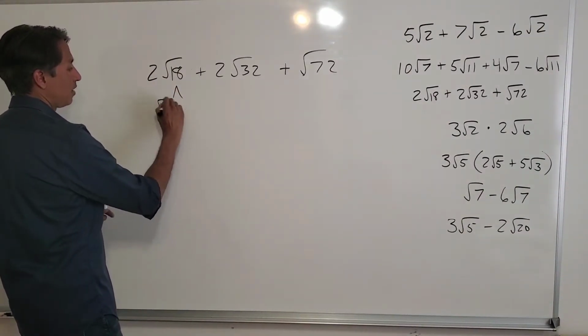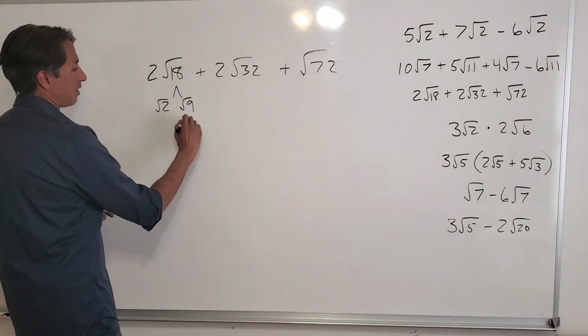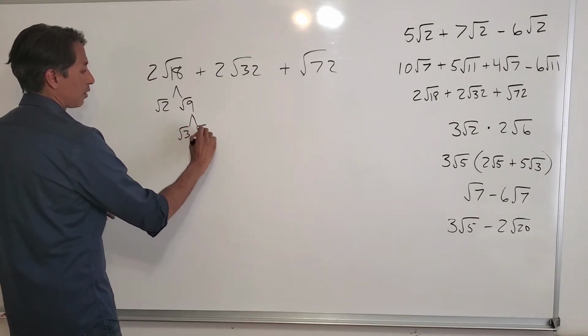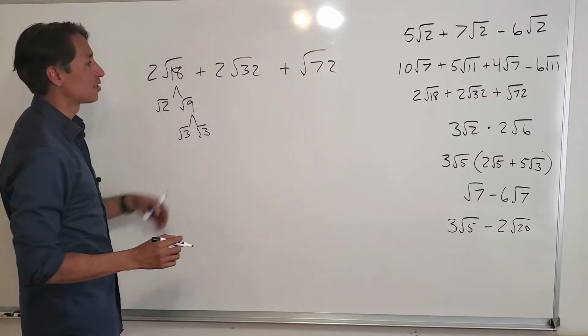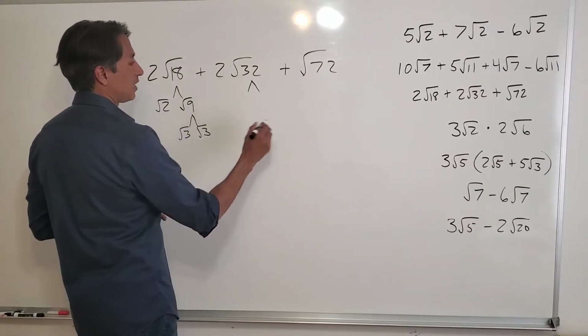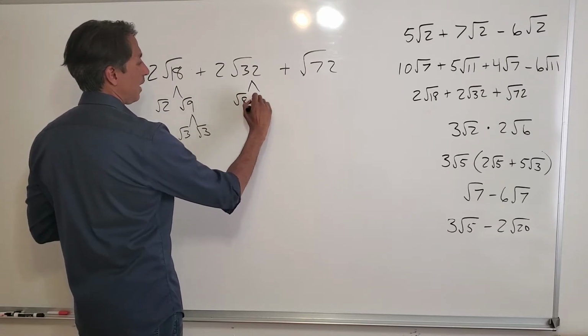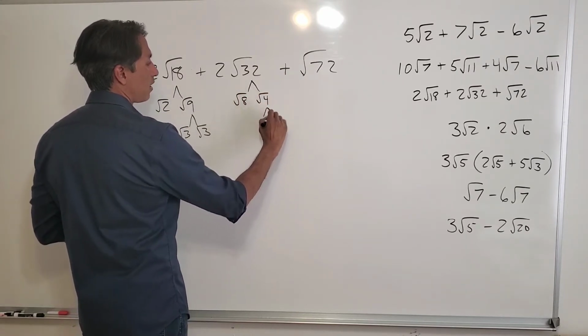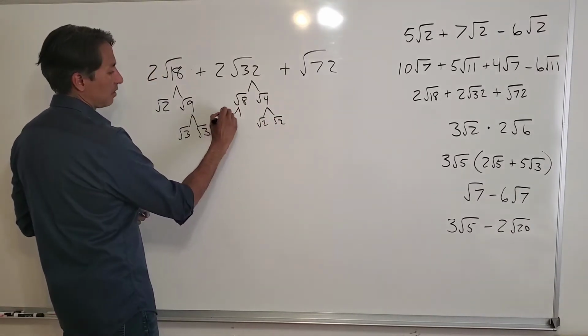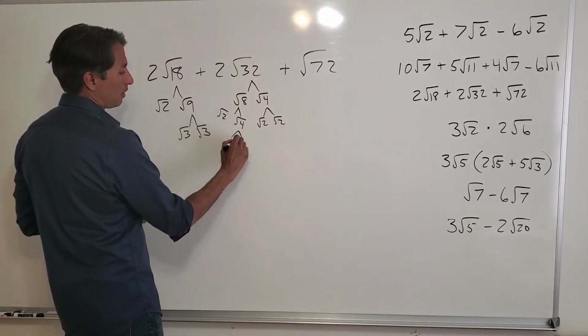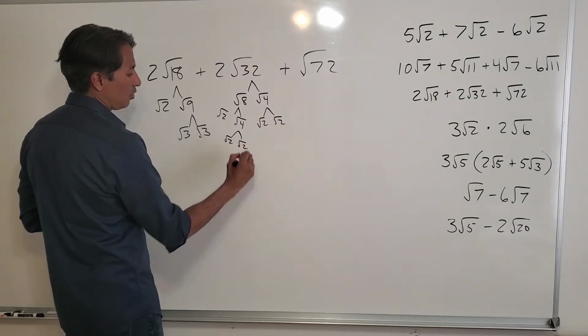18 is what? 2 and 9. And a 9 is a 3 and a 3. I'm going to factor everything first, then I'll pull out all my doubles, okay? So what's a 32? I'll do 8 and 4. 4 is 2 and 2. And 8 is a 2 and a 4. And that's another 2 and a 2.